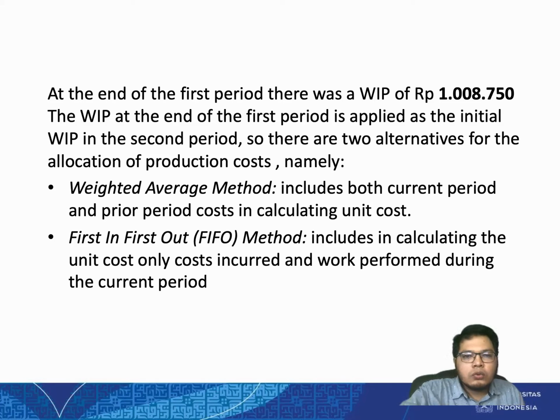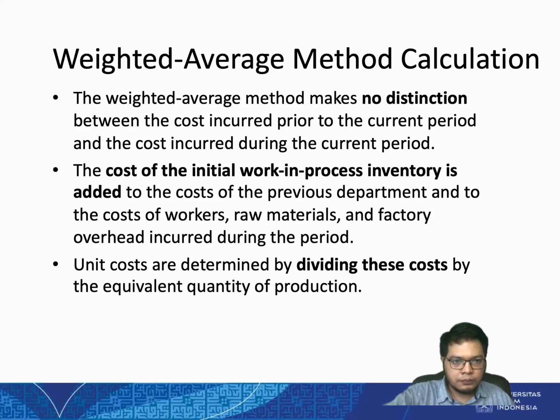Okay, so there are two alternatives for the allocation of production cost, namely the weighted average method and first in first out. And how do we calculate if we continue with the second one? There are two types. Now we are learning about the first one, the weighted average method.